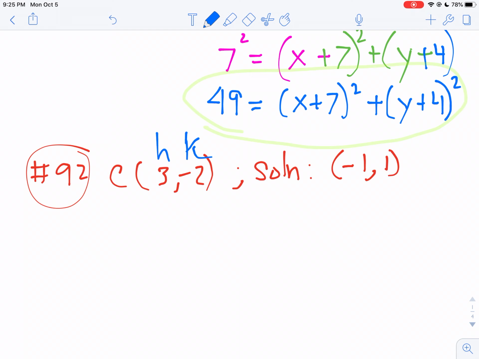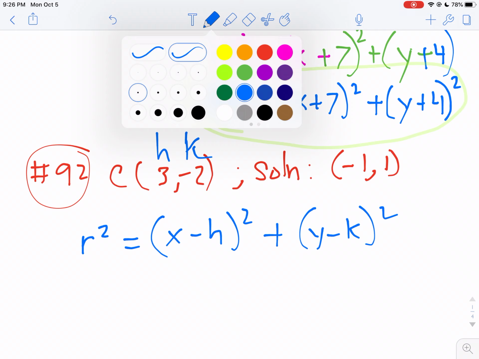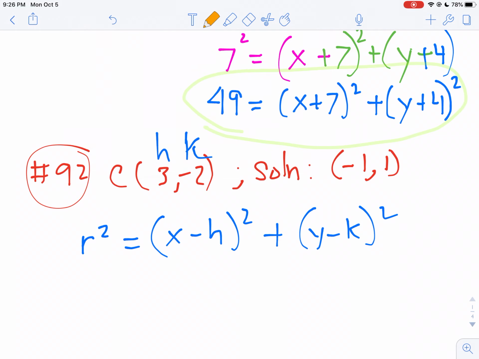Because we are finding the equation of a circle, just write down the formula and see what we can do. Okay, so r squared is equal to x minus h squared plus my y minus k squared. So what do I know? I know my hk, so I'm going to go ahead and substitute what I know. This is my r squared.